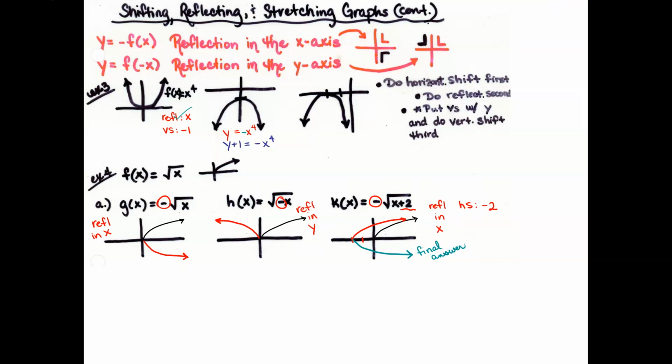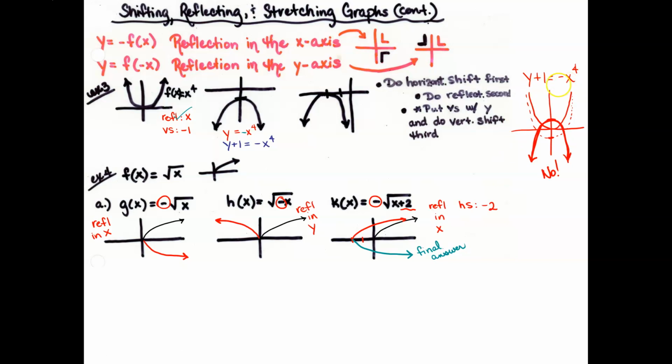Now remember that we said that the order that we do these steps matters. We said that we had to do our horizontal shift first, our reflection second, and our vertical shift third. Let me show you why that's important. All right, let's go back to that exact same problem that we just had, that y plus 1 is equal to -x to the 4th.